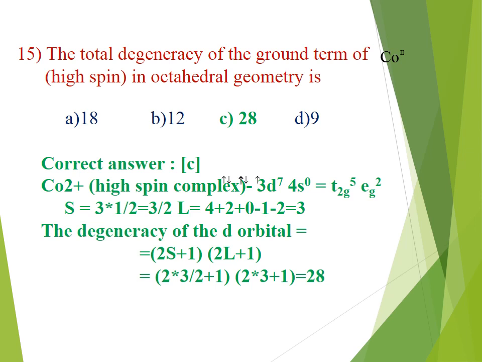Totally 7 electrons. You substitute it: in the plus 2 state, 2; in the plus 1 state, 2; and in all other states, 1, 1, 1. Therefore 4 plus 2 plus 0 minus 1 minus 2 will be equal to 3. Substitute the values of L and S in the equation. You will get the degeneracy of the ground term as 28.